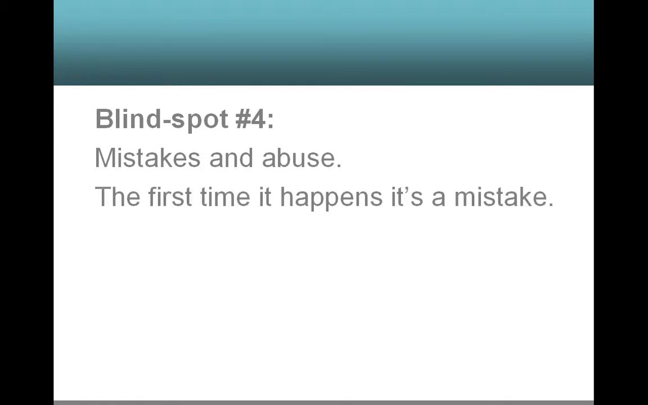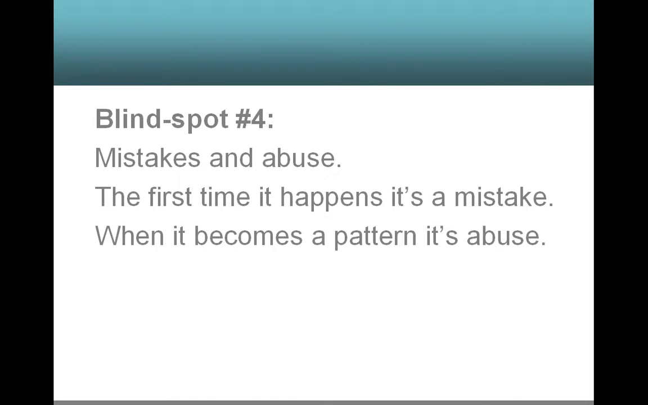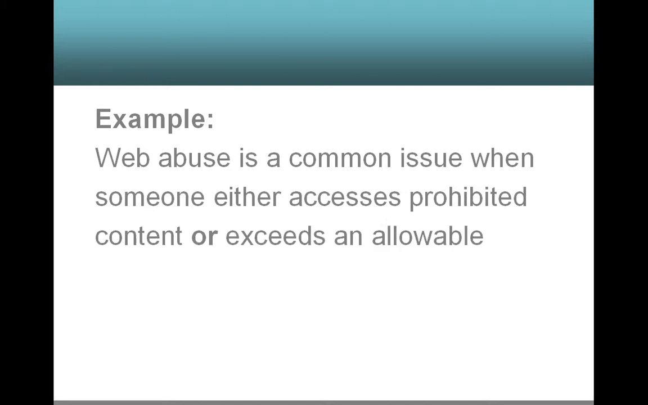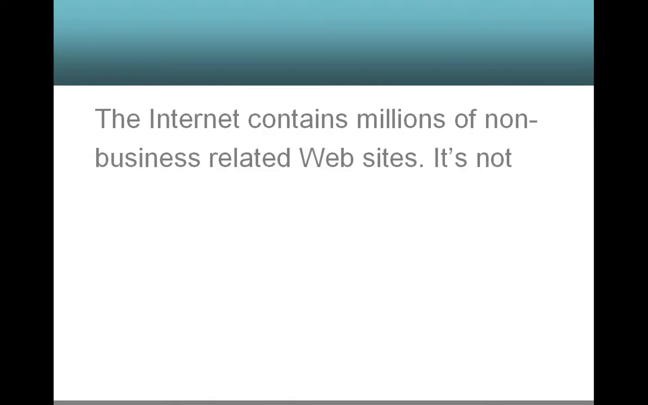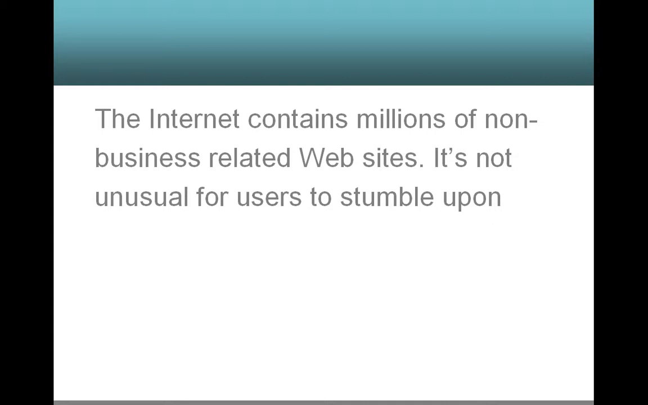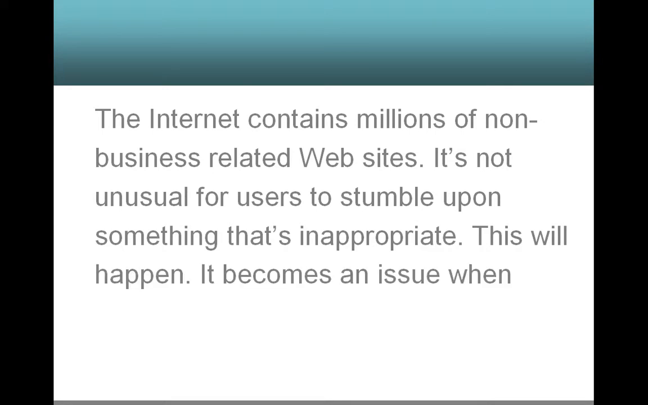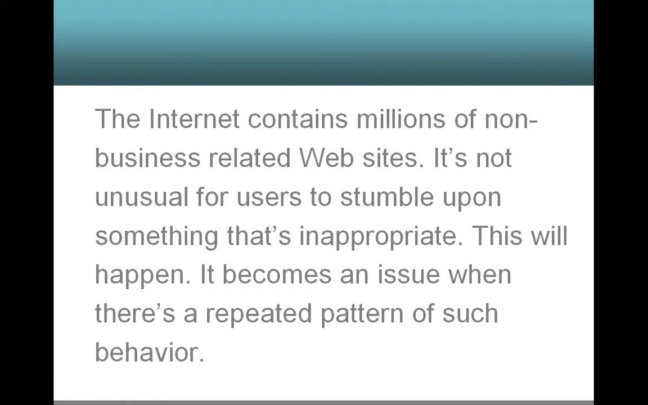Blind spot number 4. Mistakes and abuse. The first time it happens, it's a mistake. When it becomes a pattern, it's abuse. Example: web abuse is a common issue when someone either accesses prohibited content or exceeds an allowable amount of surf time. The internet contains millions of non-business related websites. It's not unusual for users to stumble upon something that's inappropriate. This will happen. It becomes an issue when there's a repeated pattern of such behavior.